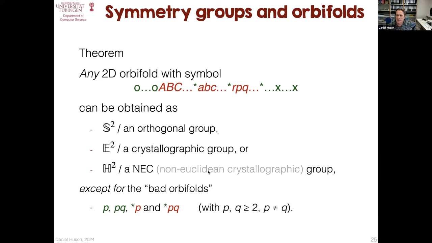Question about that? Yeah, Daniel, so this is the important theorem, right? Could I clarify? It can be interpreted as a classification of these quotient spaces up to homeomorphism. Right? Yeah, that's what it is.